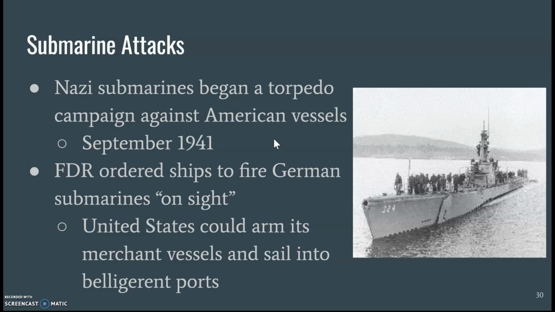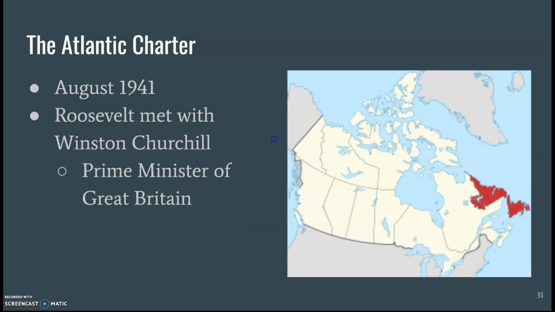Nazi submarines start to torpedo American vessels that are surprisingly near Iceland, and FDR orders to sink these submarines on quote-unquote sight, and now we could arm our merchant vessels and go into whatever ports we want to, whether they be friendly, belligerent, dangerous, whatever.